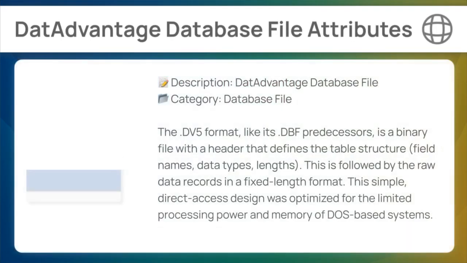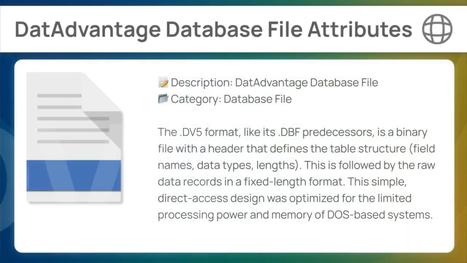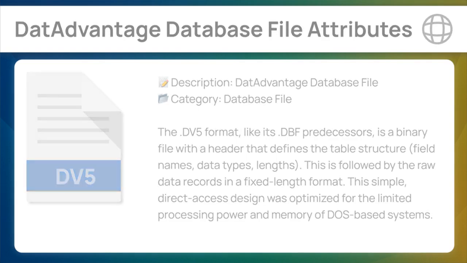The .dv5 format, like its .dbf predecessors, is a binary file with a header that defines the table structure, field names, data types, and lengths. This is followed by the raw data records in a fixed length format. This simple direct access design was optimized for the limited processing power and memory of DOS-based systems.